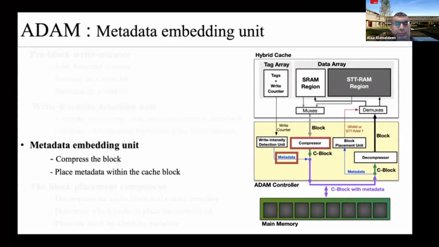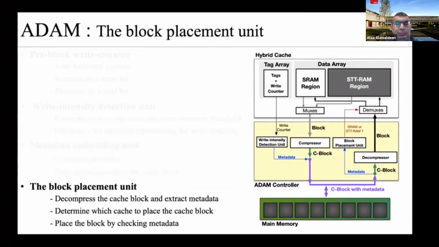Next is the metadata embedding unit. The compressor compresses the block, and after the block is compressed, places the metadata within the cache block. Last is the block placement unit. The compressor decompresses the block and extracts the metadata. With the extracted metadata, the block placement unit determines which cache to place the block in. Then it just places the block in the right place.